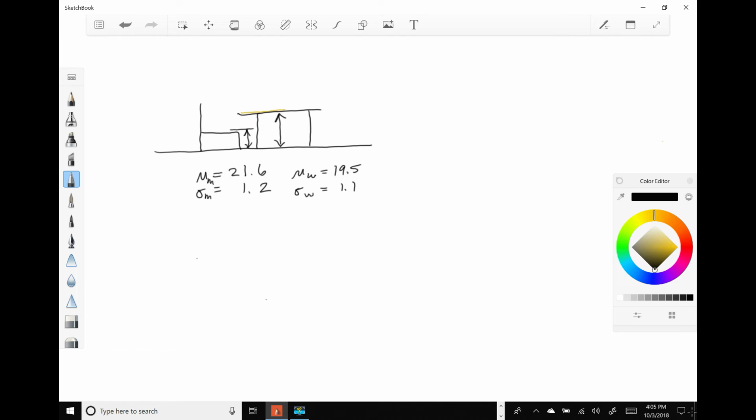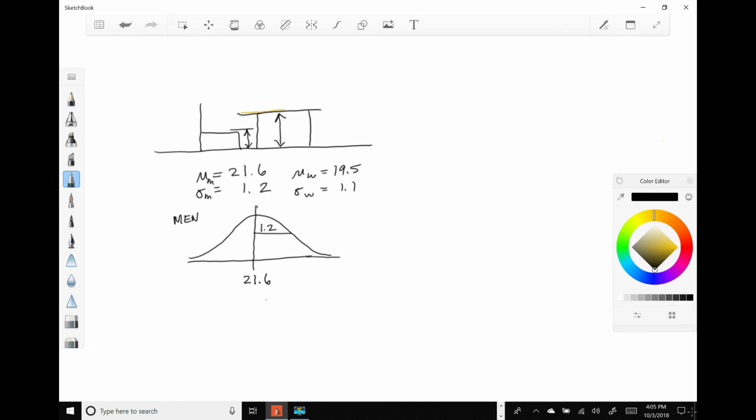and so we draw a normal probability distribution because the problem says that these are the mean and standard deviation of a normal probability distribution. So let's talk about 95% of the men. So here's the men picture, and the mean is 21.6 and the standard deviation is 1.2.